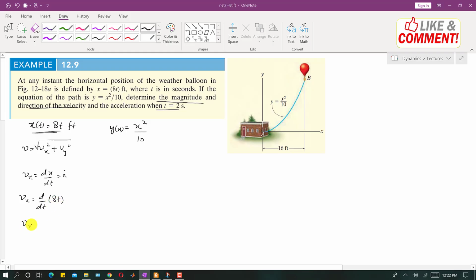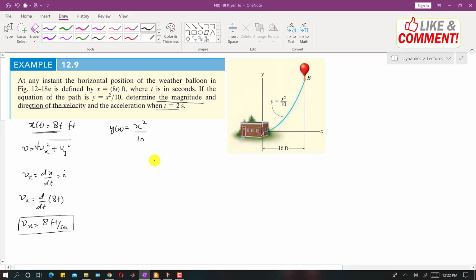If we take the derivative of this, it will be only 8. So this is feet per second. So Vx is 8 feet per second at time t equals 2 seconds. So the velocity along x is constant. It is not changing.